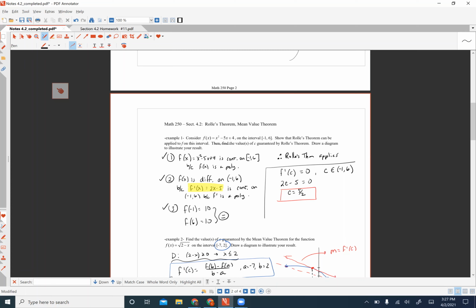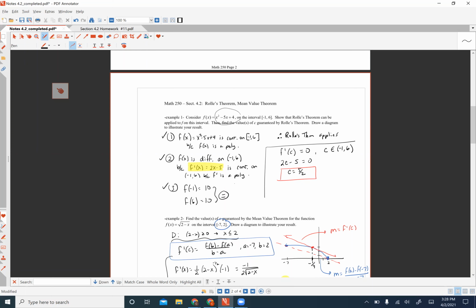Okay, so to verify that Rolle's theorem can be applied, here's our f, x squared minus 5x plus 4. We have to show that f of -1 is equal to f of positive 6. You just plug in the numbers and you see f of -1 is 10 and f of 6 is 10.